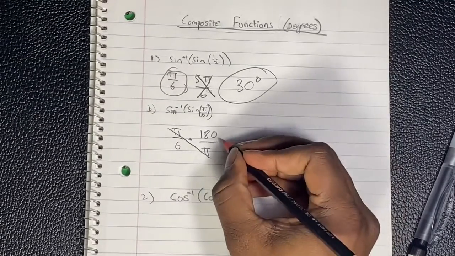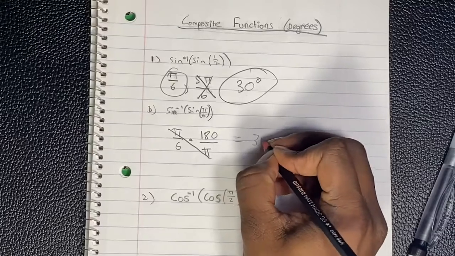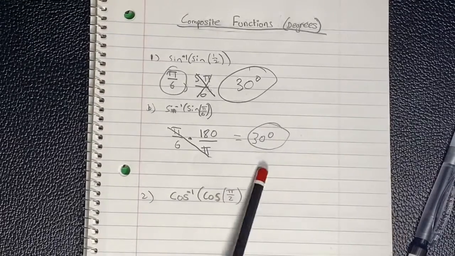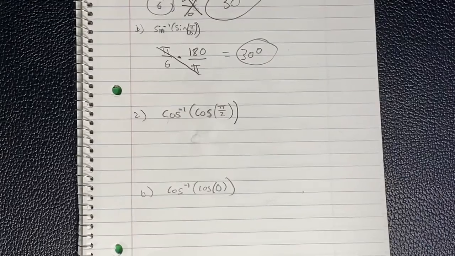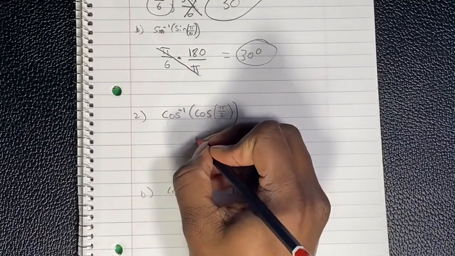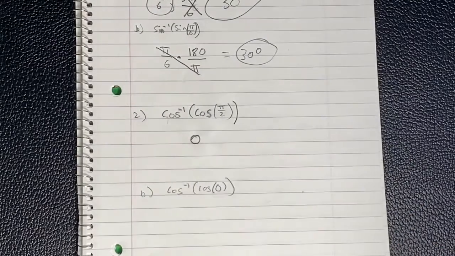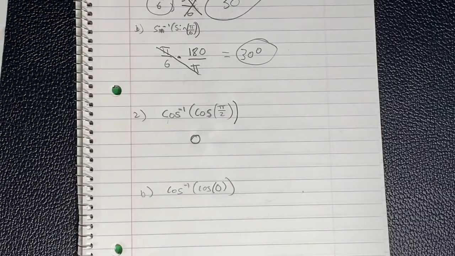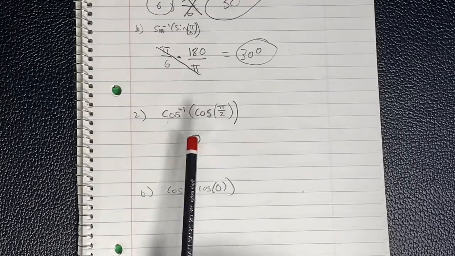Pi's cancel. 180 divided by 6 equals 30. Same answer. Alright, so cosine pi over 2 is just 0. That's our final answer, guys. Nope, just kidding. Imagine if we could have all our answers as 0. Anyways, cosine pi over 2 is 0.